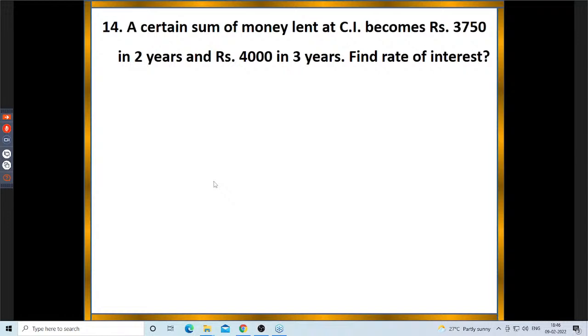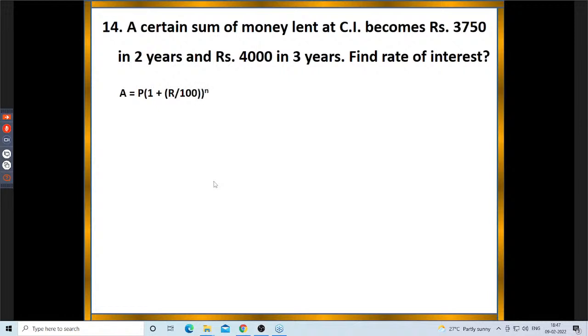Now, what is the formula? P into 1 plus R by 100 whole power N. That may be for 2 years or 3 years. But the N value is 2 for 2 years, and N value is 3 for 3 years. The amount is clearly given as 3750, but the P value we don't know in both the cases. First of all, what exactly is given? Please note down.